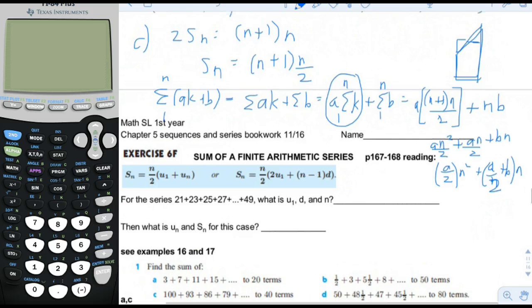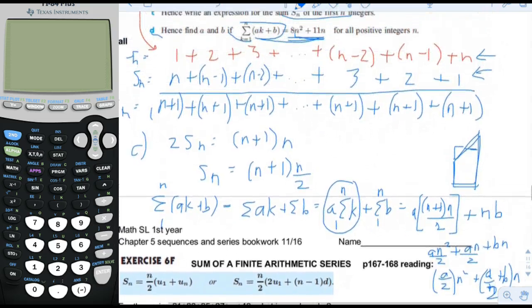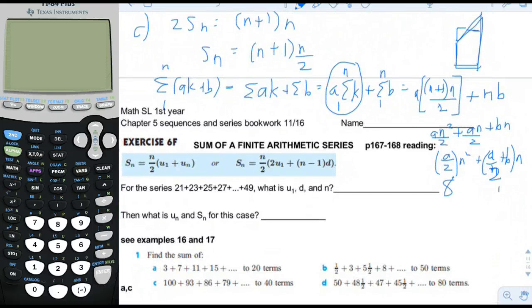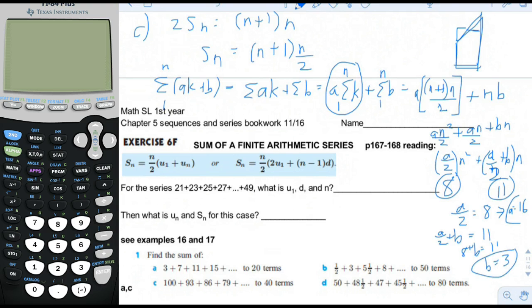And now we just match it up with what the answer was, 8n squared plus 11n. So a over 2 is supposed to be 8, which means a is equal to 16. A over 2 plus b is supposed to be 11. And we know that a over 2 is 8, so that means 8 plus b is 11, so b is equal to 3. So our answers are a equals 16 and b equals 3.